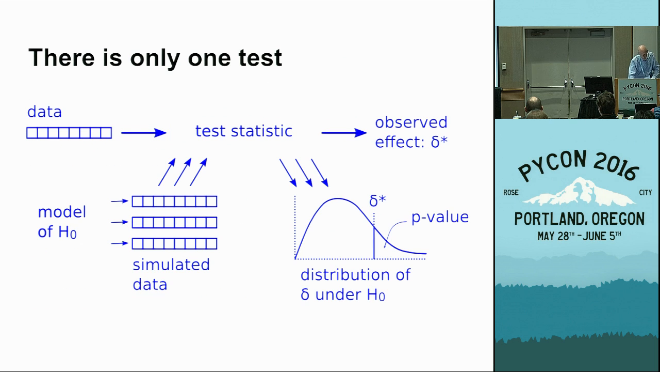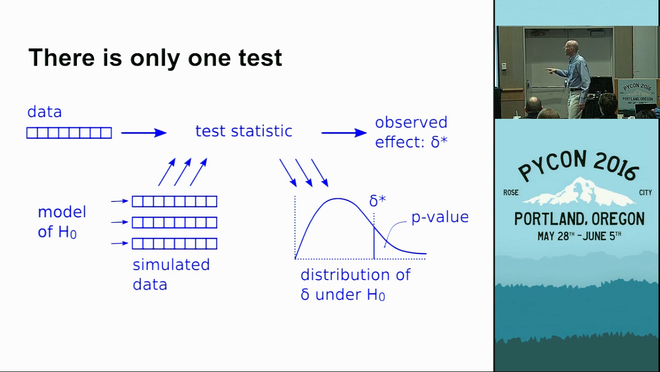All right, I have a diagram here. This is the picture that I want you to see, and then we'll get back into the notebook. This is the framework for doing this kind of hypothesis testing. What it says is I'm going to take my real data, and I'm going to compute a test statistic. In this case, it's the difference in means between two groups. I'm going to use delta star to denote the actual effect size.